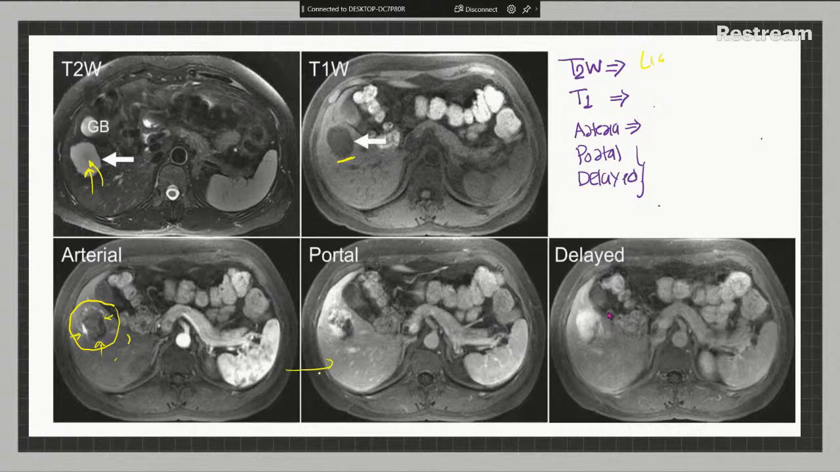Followed by, see in the portal phase, this portion has started filling. That is centripetal filling in the portal venous phase. Followed by the delayed phase, see it has retained contrast. That means hyperintense compared to the liver parenchyma. So this is a typical feature of a cavernous hemangioma. And it is the most common tumor in the liver. Benign, most common benign.